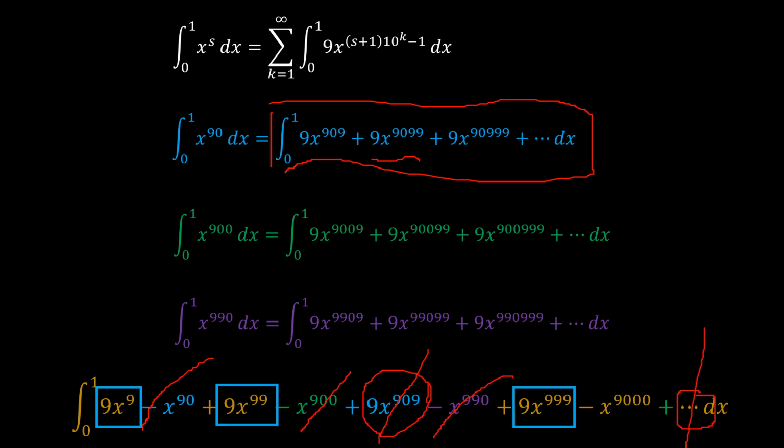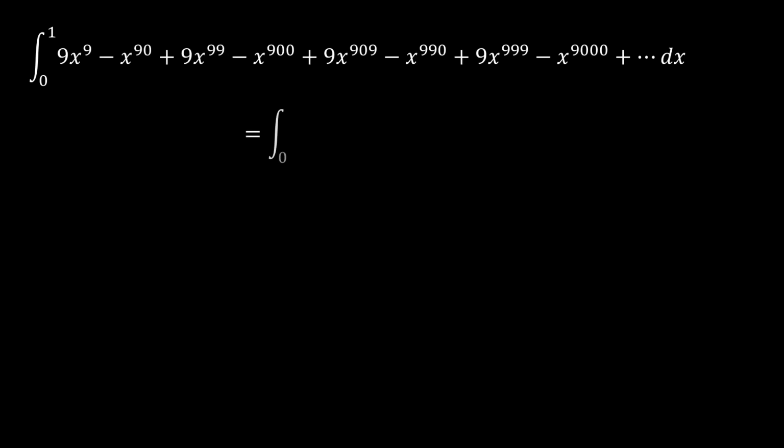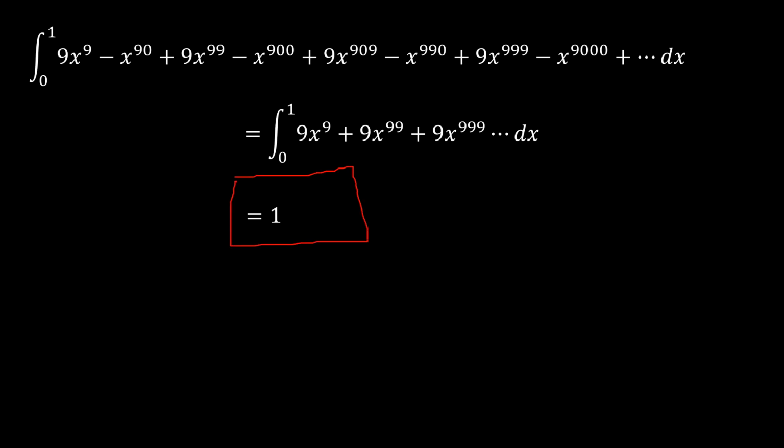So all we are left with is that our integral, which is complicated, is the same as the integral of 9 times x to the power 9 plus 9 times x to the power 99 and then 999, and that's the same as 1. So the answer here really is 1. This is the final answer. It's simple, but it required a keen understanding of what was taking place.